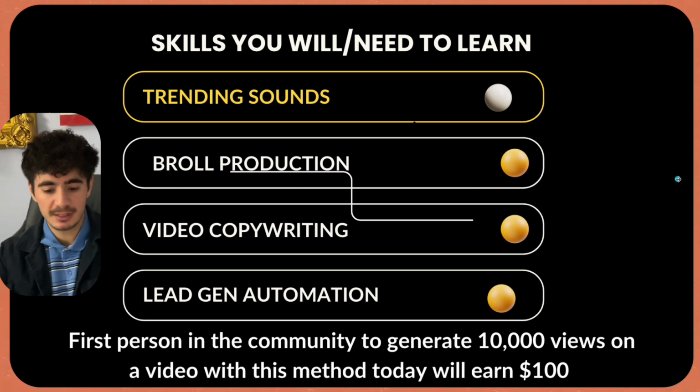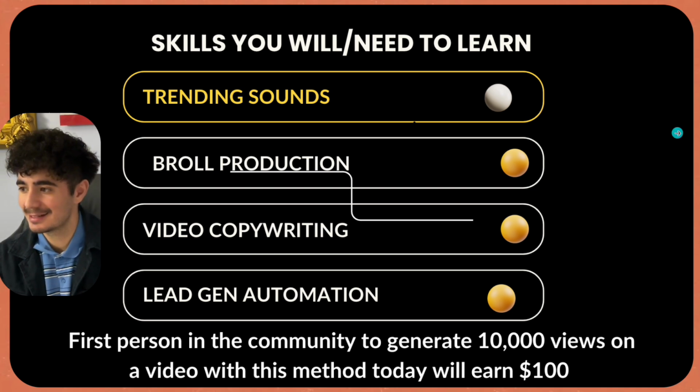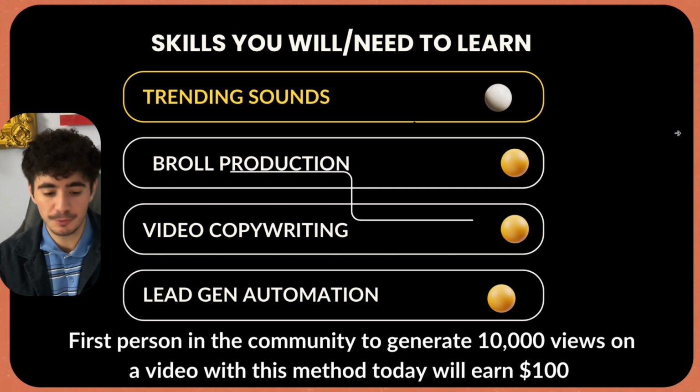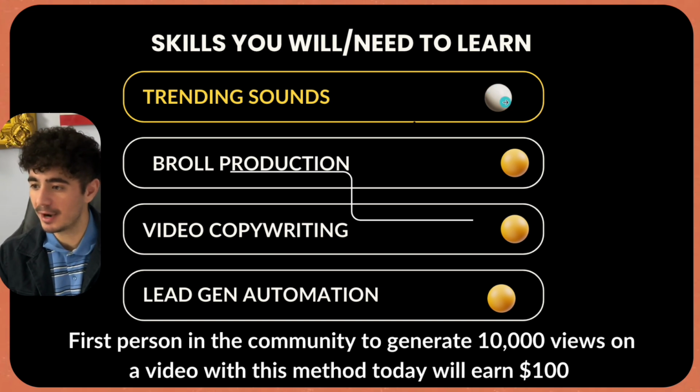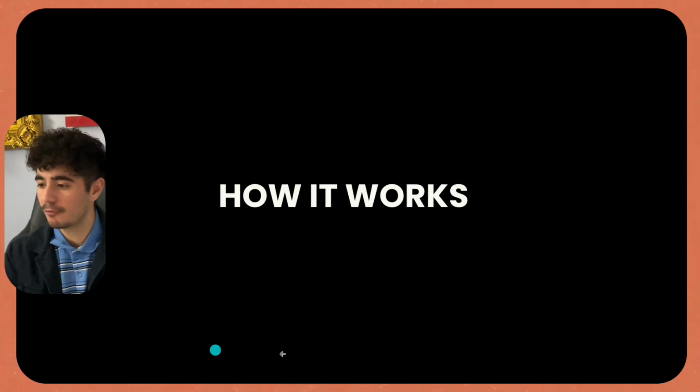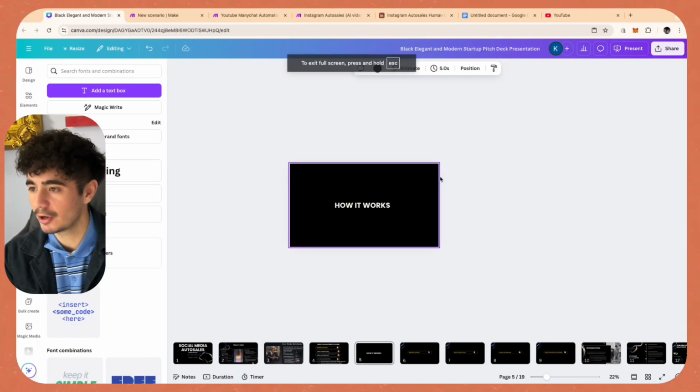There's going to be 4 different skills that you're going to have to learn in this tutorial for you to be successful with text over screen content automation. And so the first one is going to be finding trending sounds. We're then going to get into a whole masterclass of B-roll production and how to film yourself. We're then going to get into video copywriting. And then finally, we're going to actually build out the automation together. So before we do that, let's just actually show you how the automation works.